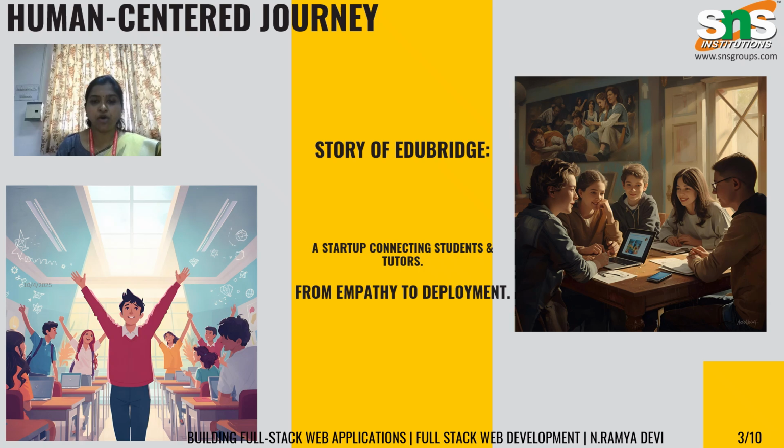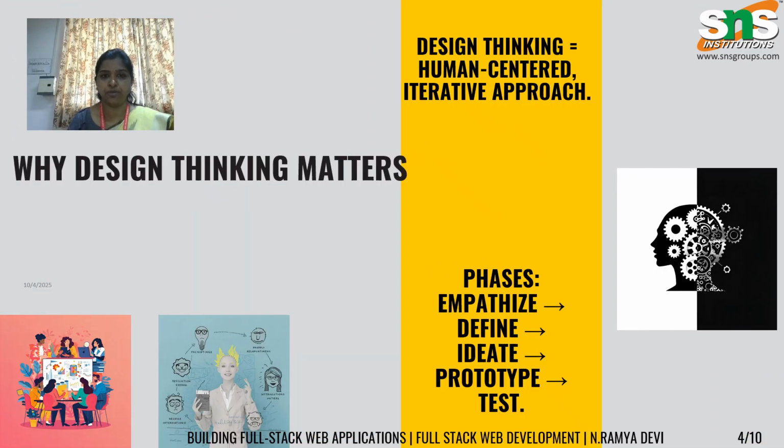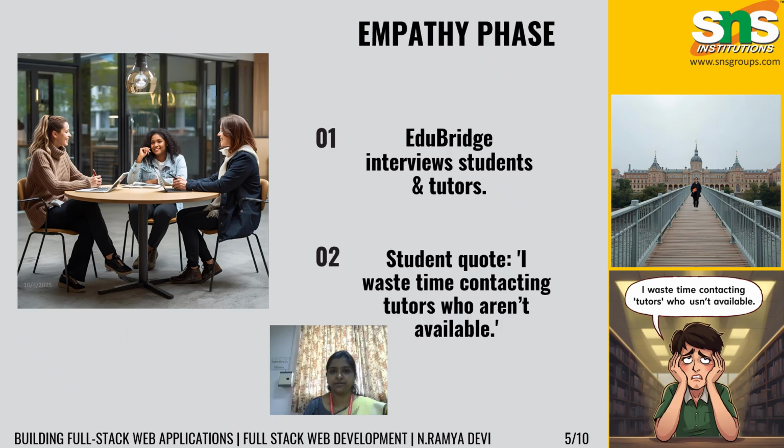Now we'll see how the problem can be solved using a DT based approach, from empathy to deployment. These are the phases of DT, design thinking, which is a human-centered iterative approach. We'll see in the further slides how we are solving this problem using a design thinking approach. The first phase is empathy, and the second is define, then ideate, prototype, and test.